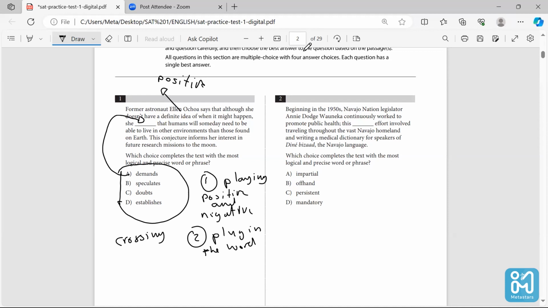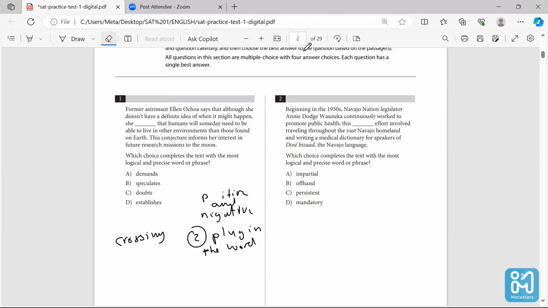So if I look at it this way, Ali, please read it. Former astronaut Ellen Ochoa says that although she doesn't have a definite idea of when it might happen, she blank that humans will someday be able to. First of all, Ali, I need you to identify the keywords that will help me choose the answer. Give me one of the phrases that can help identify a keyword. What's that word? She doesn't have a definite idea, but although.